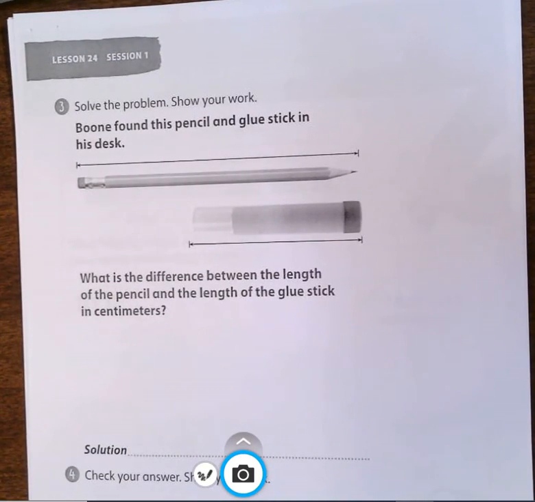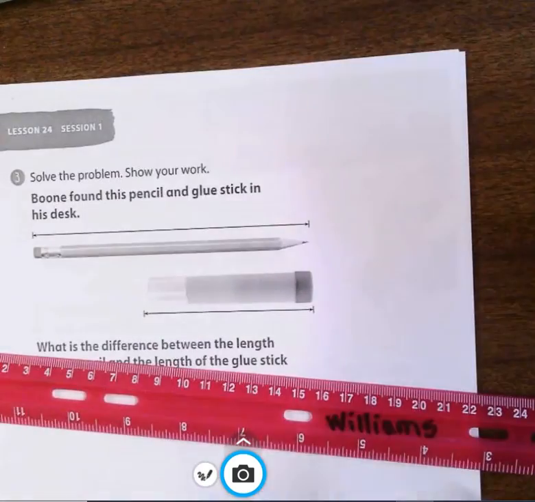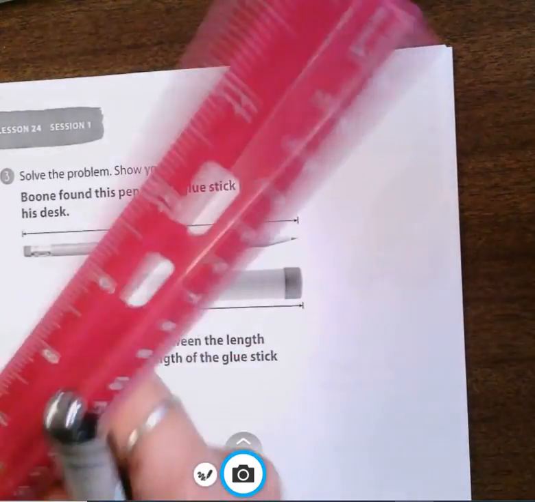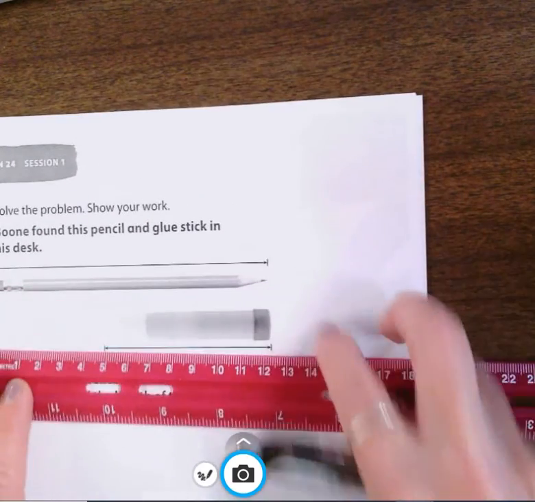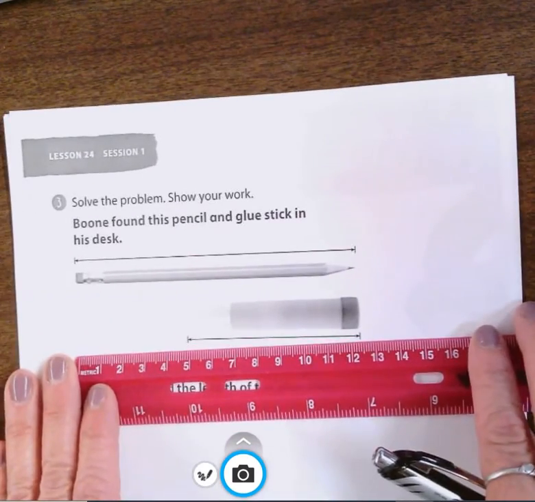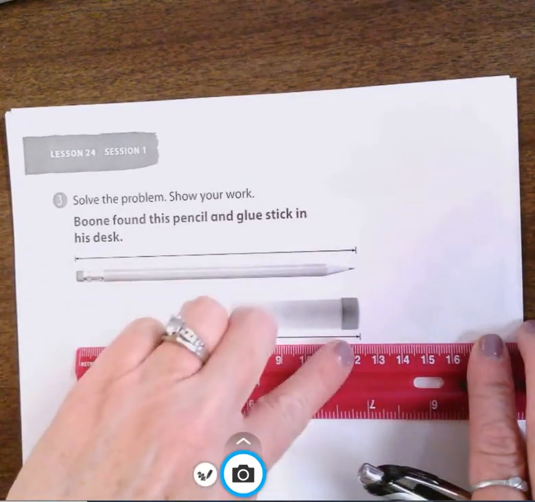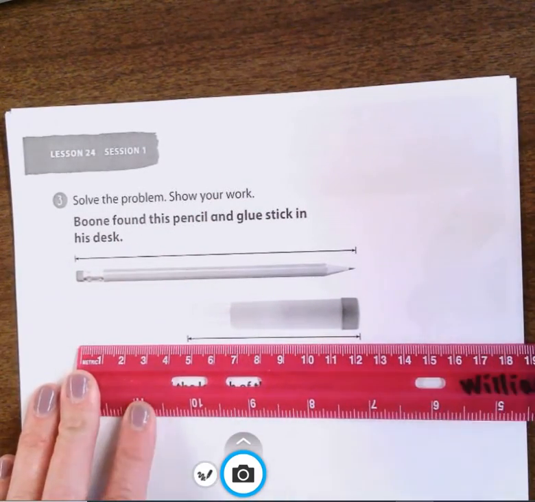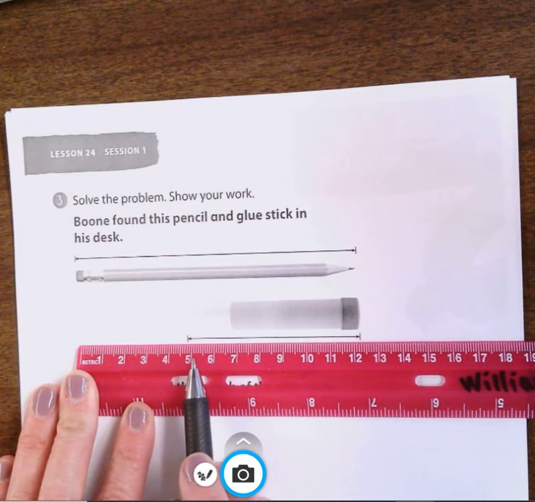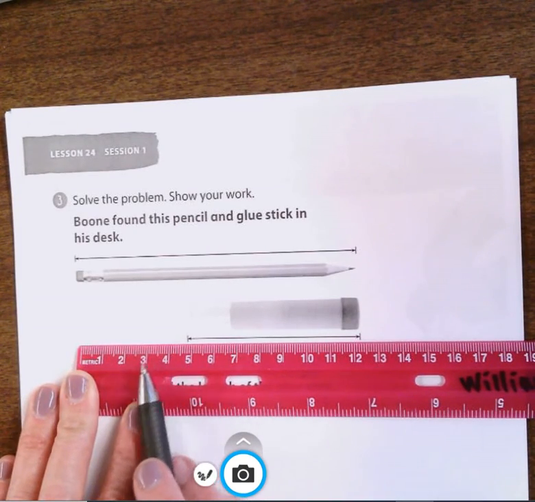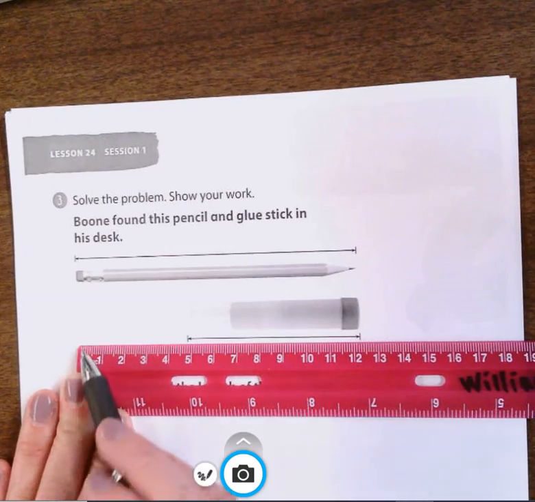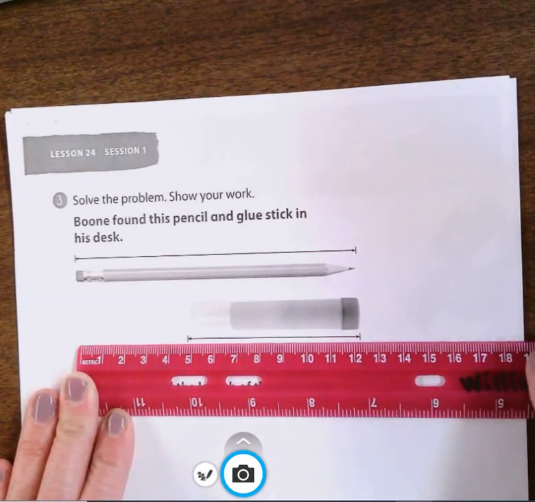Number 3, Boone found this pencil and glue stick in his desk. What is the difference between the length of the pencil and the length of the glue stick? So, if we put this ruler down here to measure, that is lined up and that is lined up. So the pencil is 12 inches. What's the difference? We have 1, 2, 3, 4, 5. 5 centimeters.